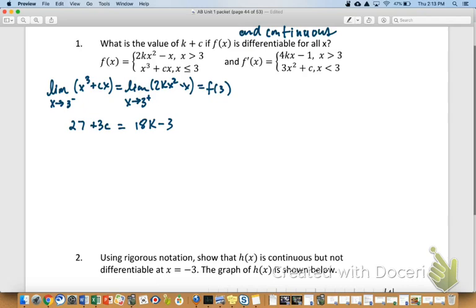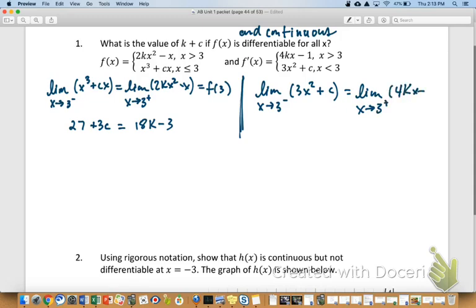So I'm going to come over here and say I have established continuity with the stuff I did on the left, but now I need to establish differentiability. So I'm going to write the limit as x approaches 3 from the left of 3x squared plus c. Those of you that know the power rule can maybe see that power rule in action here. We'll get to that in the near future. Equals the limit as x approaches 3 from the right of the other piece, 4kx minus 1.